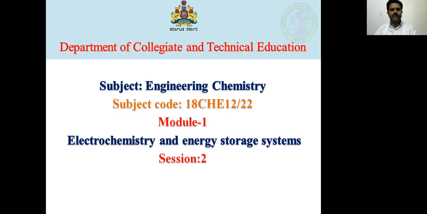In my previous session, I explained about Introduction to Electrochemistry, in which the applications of electrochemistry in our day-to-day life, history of electrochemistry, electrochemical cells and its classification, such as galvanic cells and electrolytic cells with examples, and thermodynamics, in which first law of thermodynamics and definition of Gibbs free energy, and second law of thermodynamics and definition of entropy.